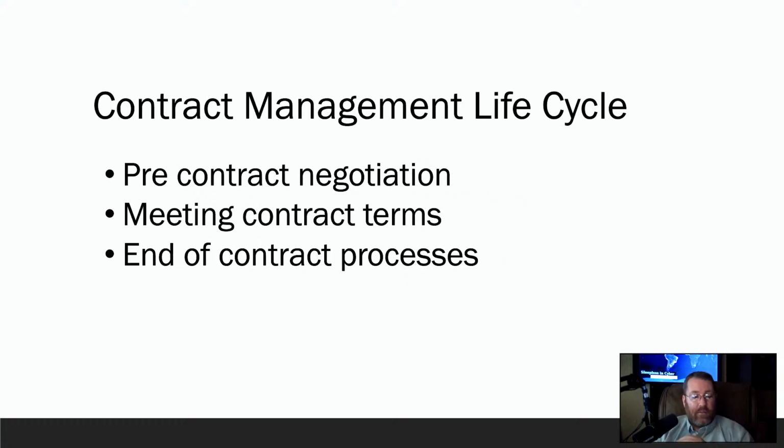All right, let's talk a little bit about the contract management life cycle. I don't know why this is a thing that people don't know. I mean, they just never really thought about it before, but there are three parts to a contract. When we're dealing with a contract, there's pre-contract negotiation, there's meeting the contract terms, and there's end of contract processes. Now, this is very common sense stuff, and I think when people hear it they say, oh yeah, that makes sense, but a lot of times they don't understand these pieces right off the bat.